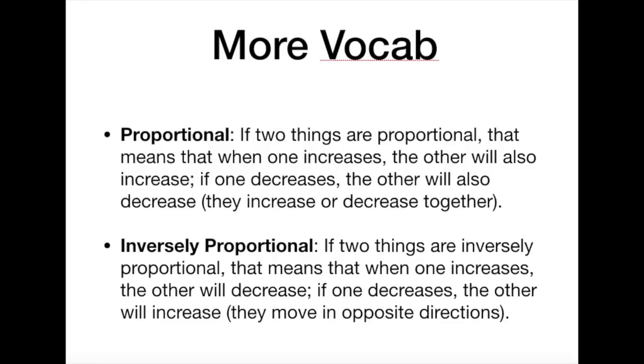So 2 more vocab words that I want you to know, now that we've seen that simulation, are proportional and inversely proportional. So if 2 variables are proportional, that means when one variable increases, the other is going to increase with it. If one variable is decreasing, the other is going to decrease with it. They increase or decrease together.